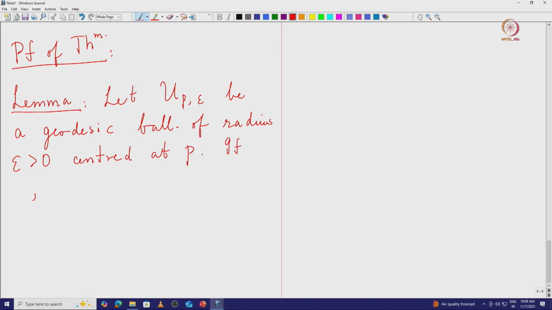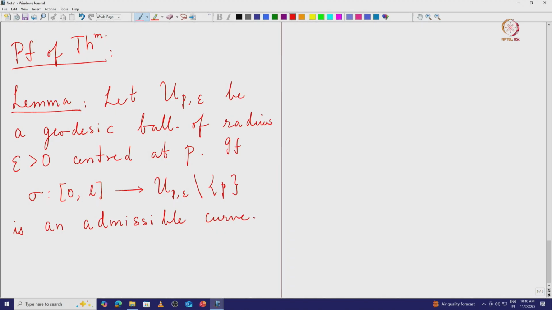Now suppose sigma is an admissible curve in the complement of P in this geodesic ball, then one has the following estimate on the length of sigma. So the length of sigma will be at least as much as the difference between the radial distances from the two endpoints of sigma.